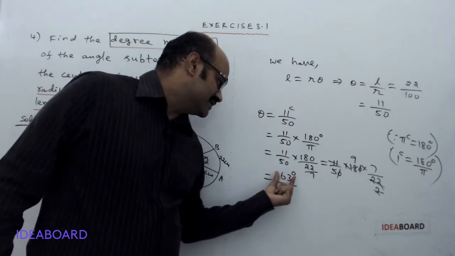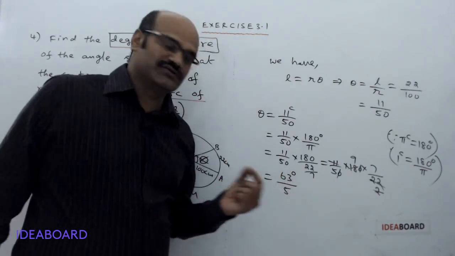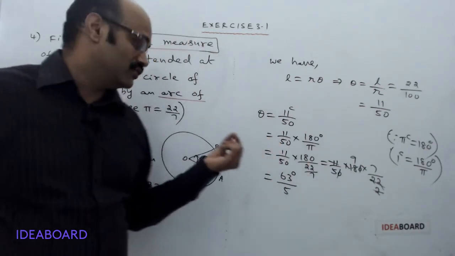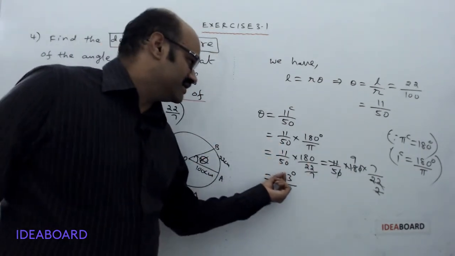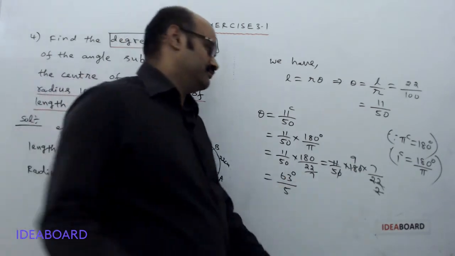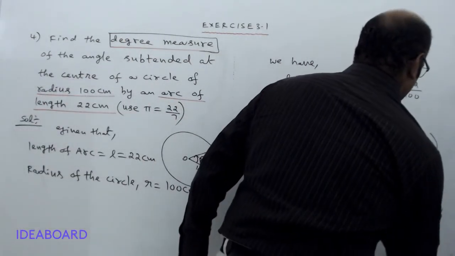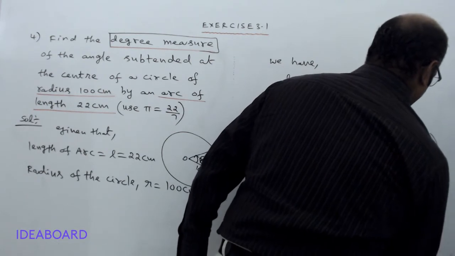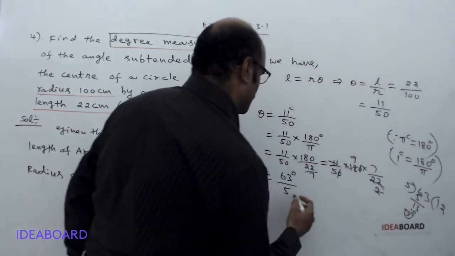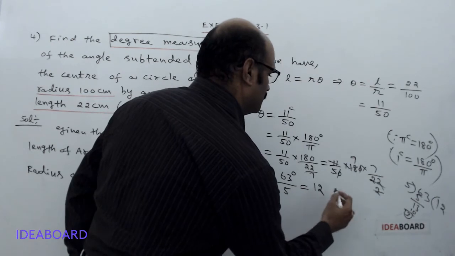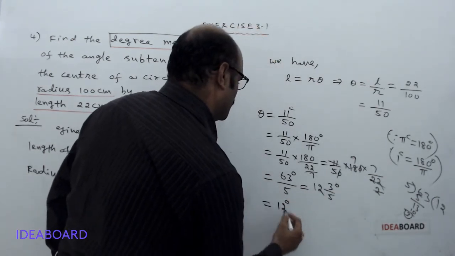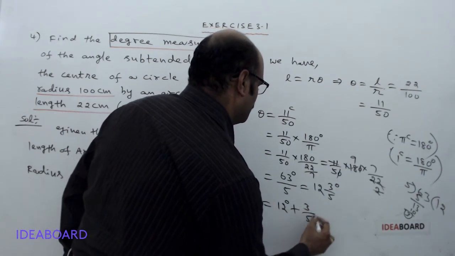Now we are getting 63 by 5 degrees. We should convert into degrees, minutes and seconds. So now divide 63 by 5. 5 tens are 50, so this is equal to 12 and 3 by 5 degrees. So it is equal to 12 degrees plus 3 by 5 degrees.